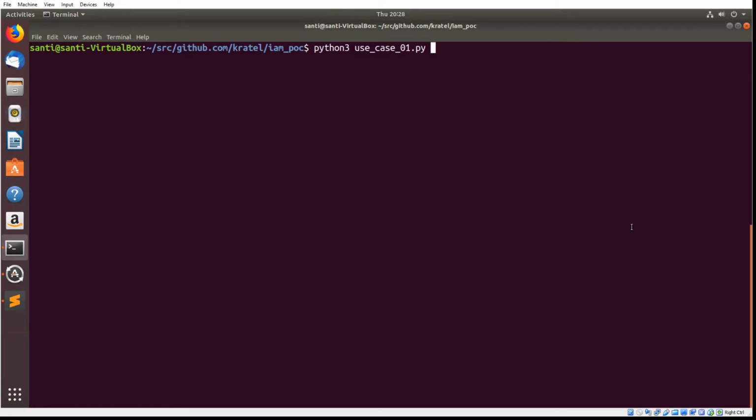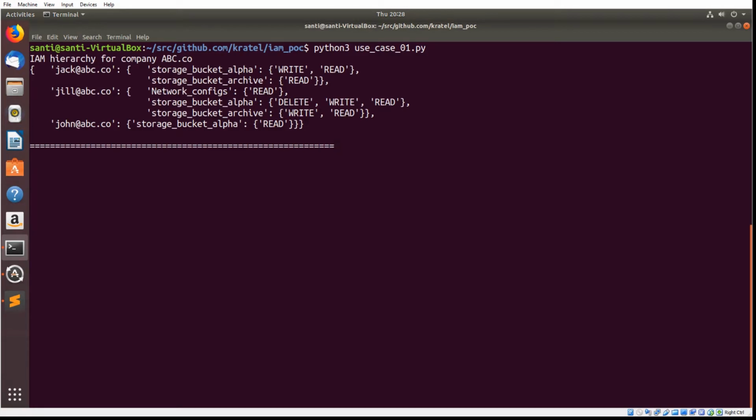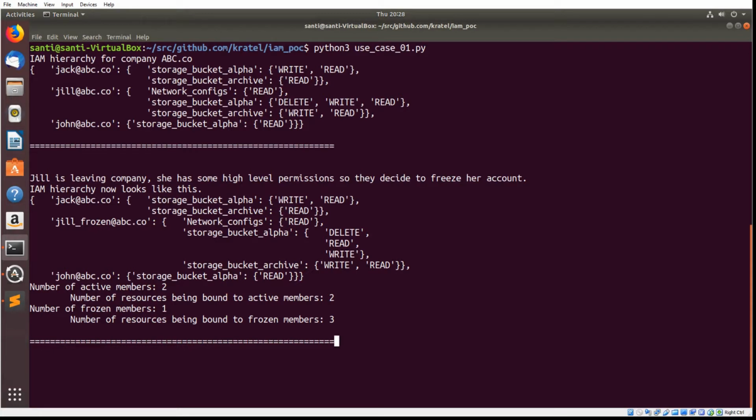So now let's work through a use case and go through the different states that may happen from the scenario of Jill leaving the company. So this should look familiar. This was the exact same IAM hierarchy that I showed in the previous slide for a fake company called ABC. We see the same three members, Jack, Jill, and John, with Jill having a little more elevated access compared to the other two. So let's say Jill is leaving the company.